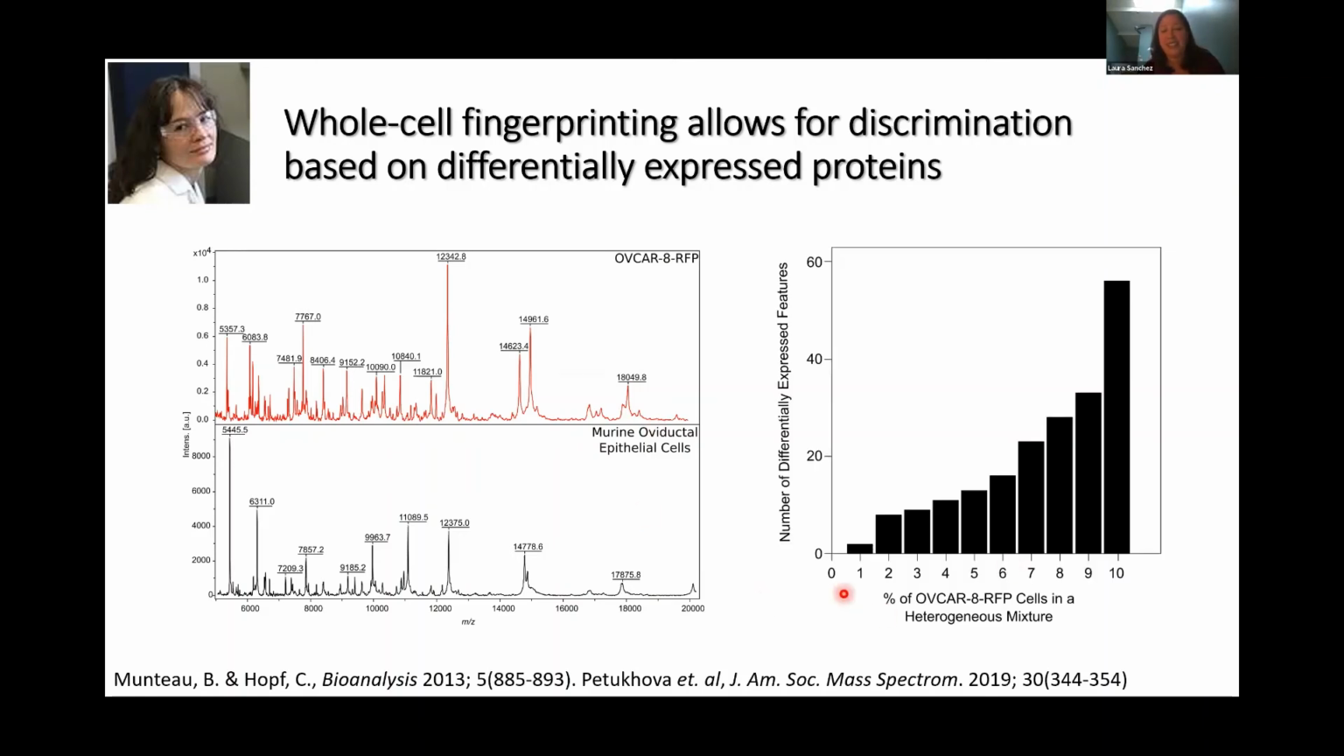And when we mix these two cell lines together, you can actually see that you get distinct features even as low as 1% of OVCAR in a murine oviductal epithelial background. So the MALDI fingerprinting is good enough to differentiate cells even at just 1% mixtures. And this was just a nice proof of principle that this could be done, and that mammalian whole cell fingerprinting gives us discrete features.